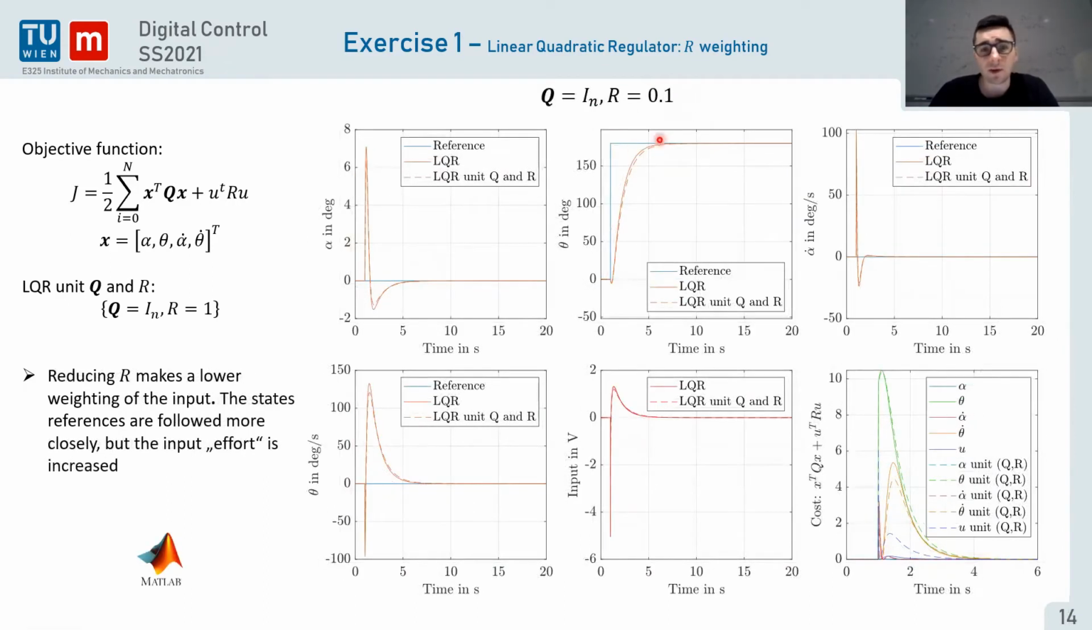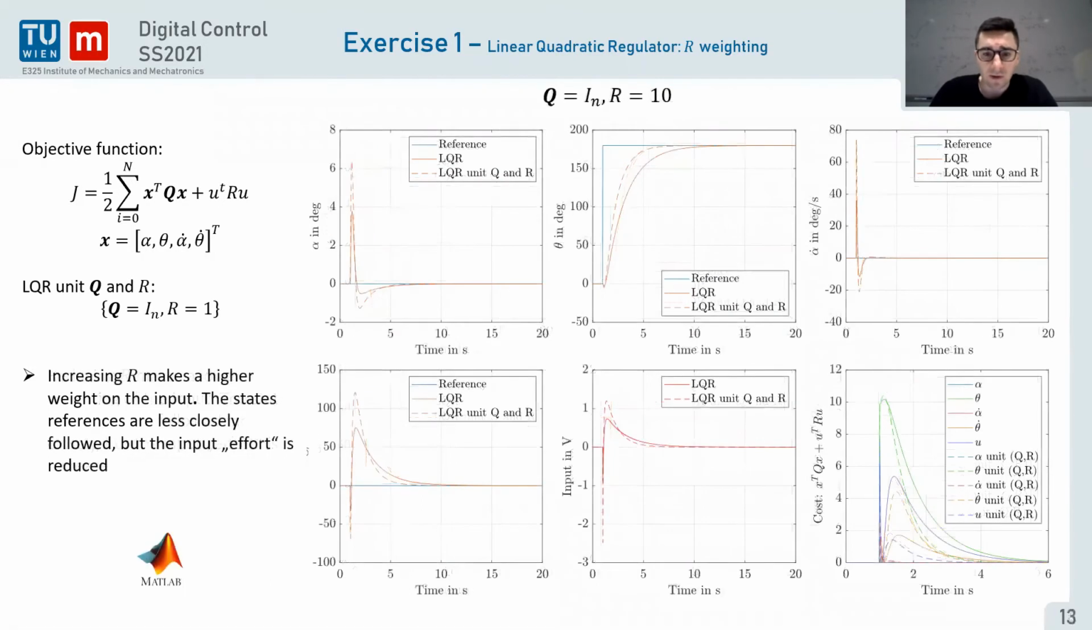So if we reduce R, the output is faster. So the controller is more aggressive. The system is a little bit faster to reach the reference value, and the control action is a little bit higher. Here you can actually see it: LQR compared to LQR with unit Q and R is a little bit higher. So that means that we're really using a lot of control action. If you remember here, we're going up to minus 2.5 volt in the input.